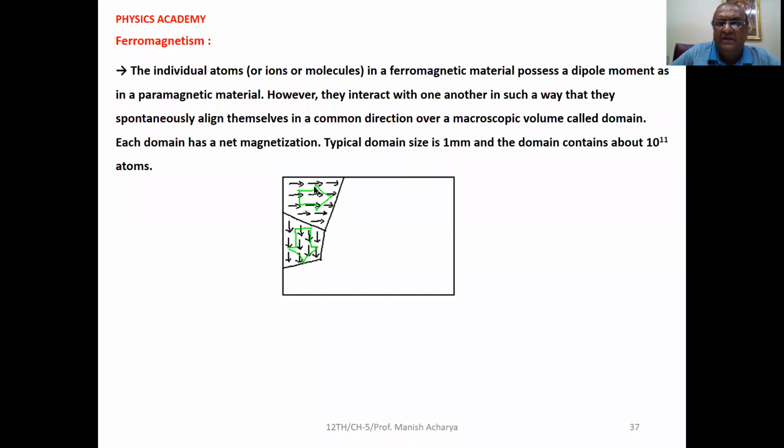Here each and every dipole is not aligned in one particular direction, but some dipole moments align in a particular direction. We can say these dipoles interact with each other, and in this small region, this particular number of dipoles are aligned in a particular direction. So if we take the vector summation of all these, then the resultant magnetic moment of this domain can be represented as shown in this figure by this green arrow.